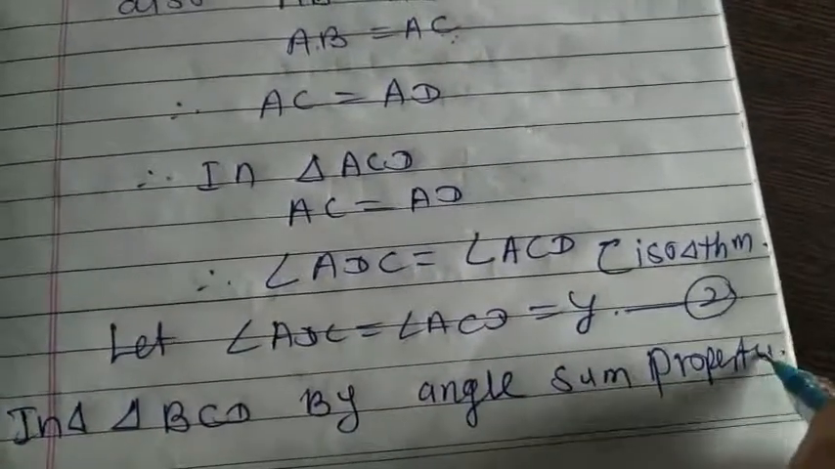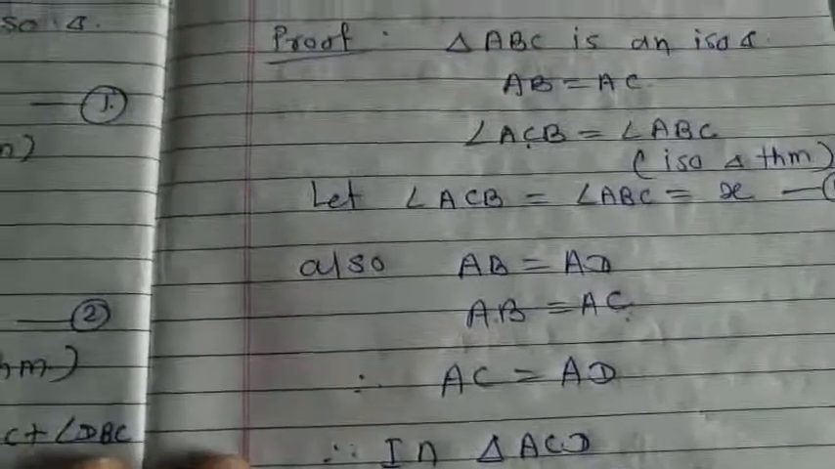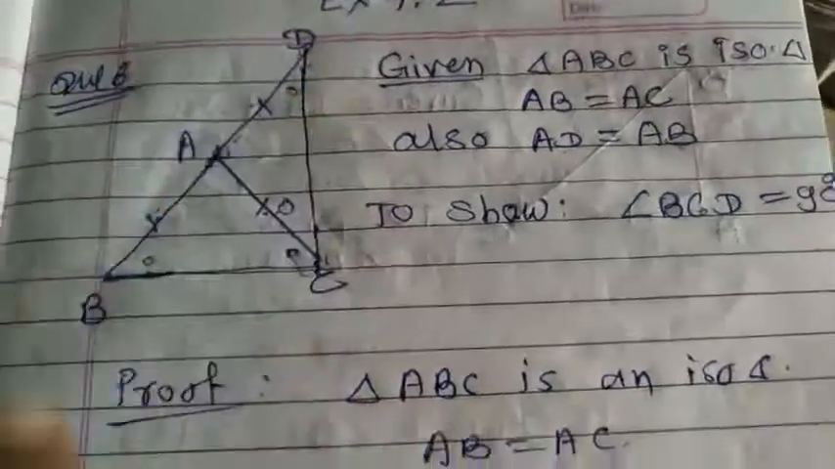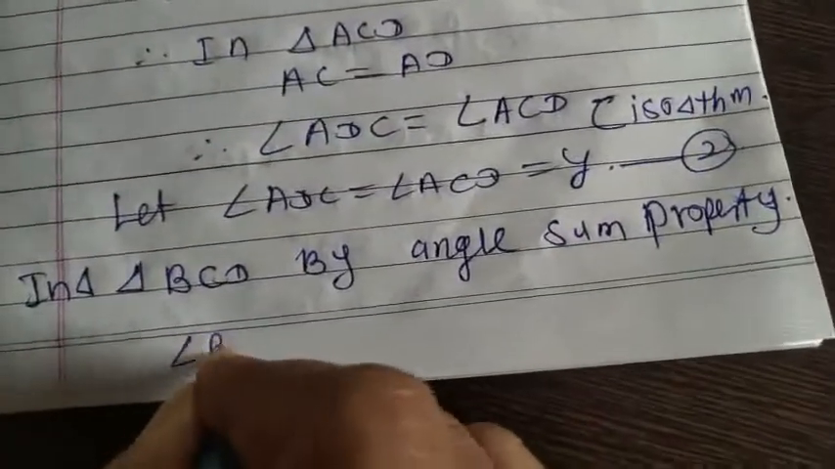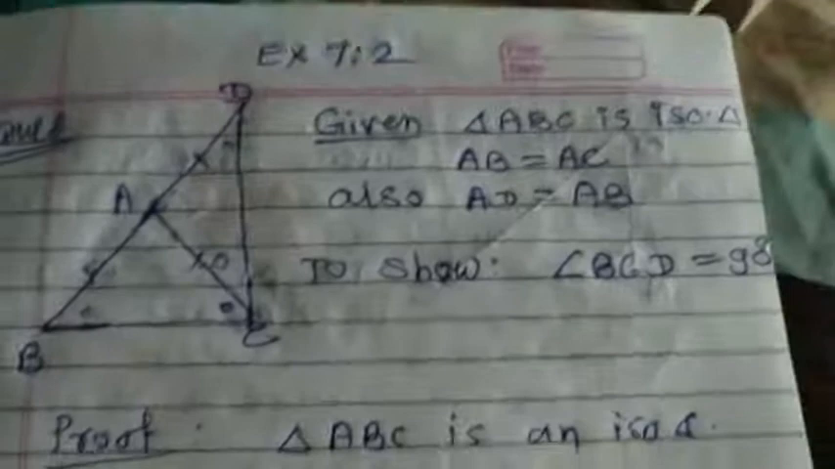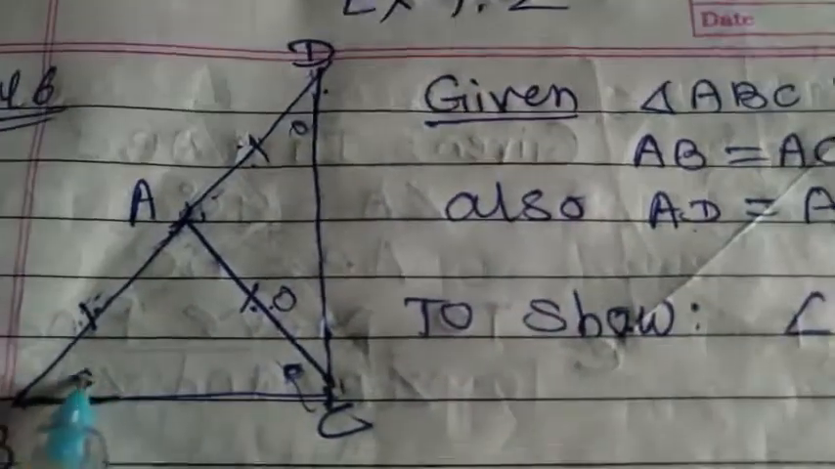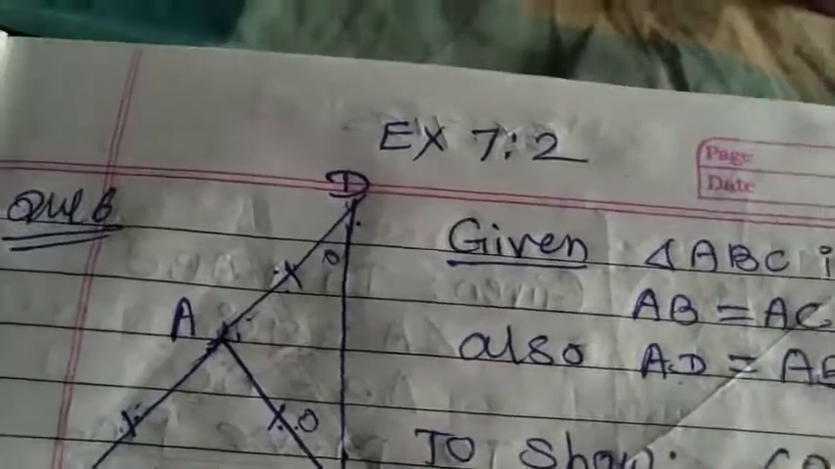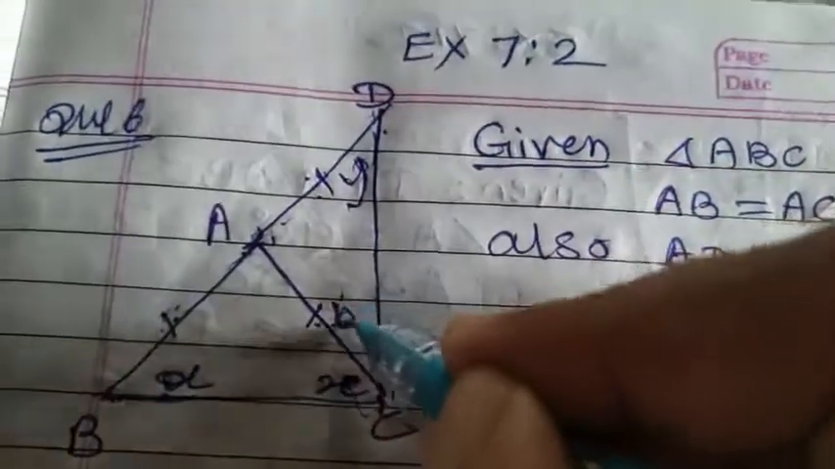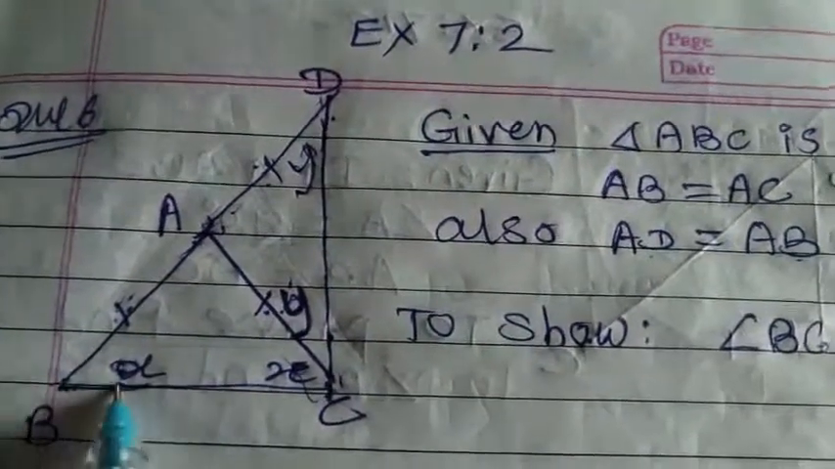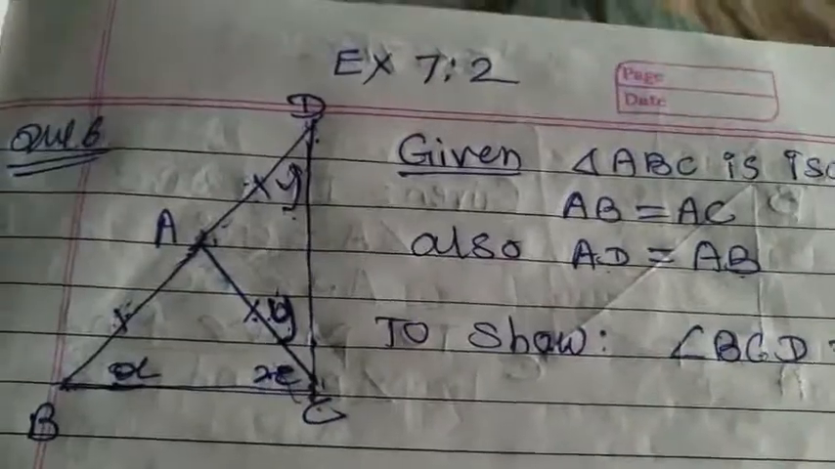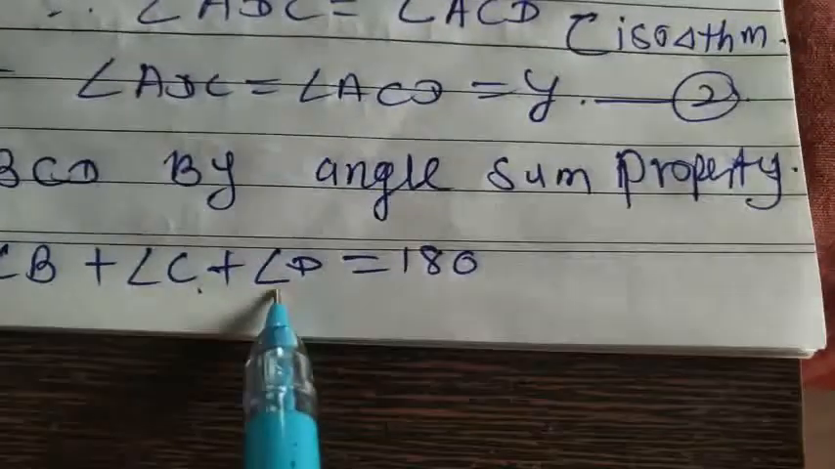Now in triangle BCD, the whole triangle BCD, by the angle sum property, angle sum property means the sum of all angles is 180 degrees, means angle B plus angle C plus angle D is equal to 180 degrees. Now see the figure. Here these two angles are equal, and we label these angles as x. Again these two angles are also x, and the measure of this angle is y. Now means angle B is x, angle C is x plus y, and angle D is y. Substitute these values in the angle sum property. Angle B plus angle C plus angle D is 180.